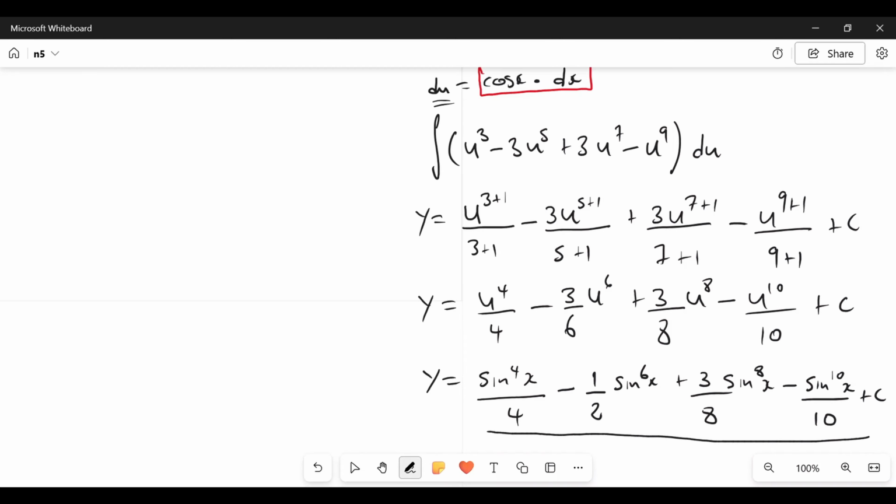Here is our final answer, guys. This here was long, so I hope you guys managed to understand it. Obviously, if you understood what was happening, it was not going to take you this long.